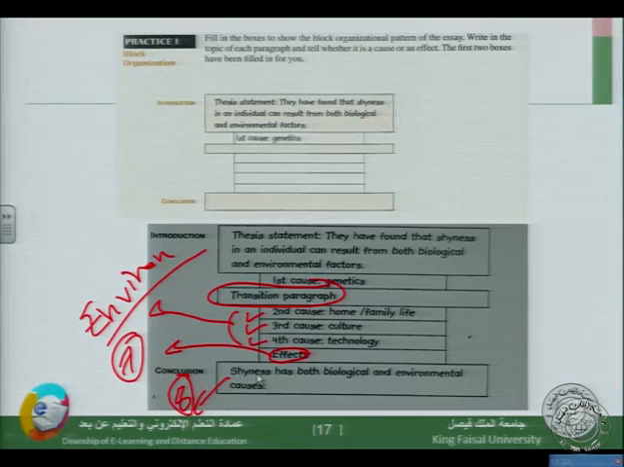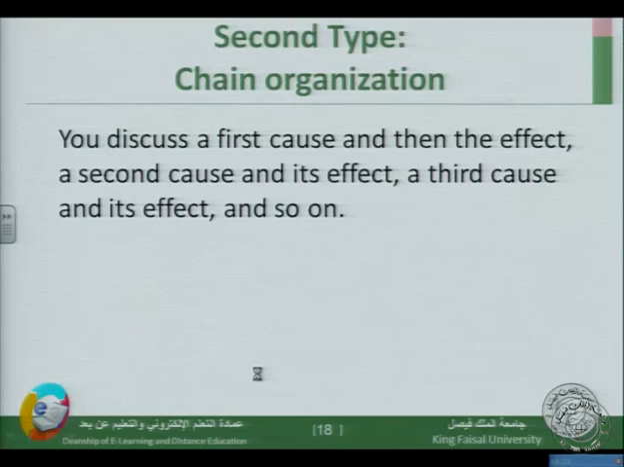Some of you may have misunderstood, or maybe some of you found this lesson or this class very hard or difficult, but these examples will help you to understand what we have discussed at the beginning. The second type was chain organization. احنا حكينا عن block organization. الآن نحكي عن chain organization.